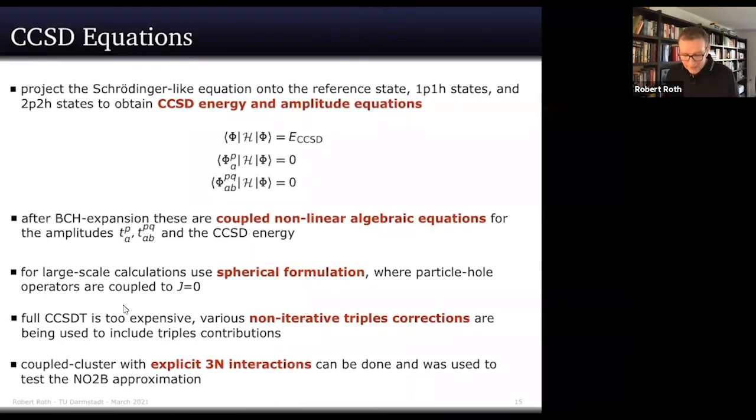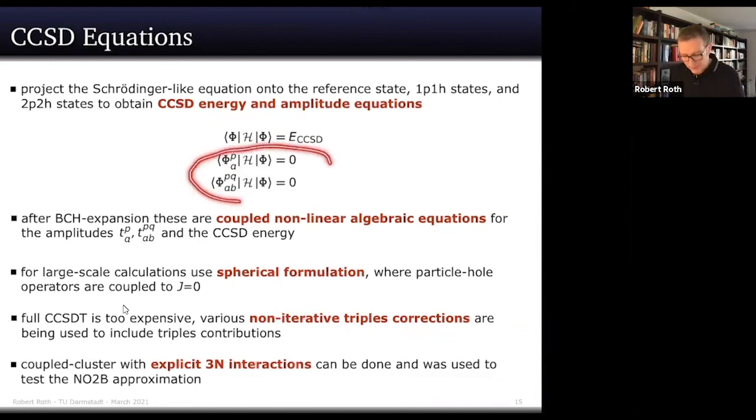So in the end, this equation gives you the energy, the ground state energy, but you have to know the expansion coefficients, these T's. In order to get those, you need the other two equations. Therefore, these are called the amplitude equations, and this is called the energy equation.